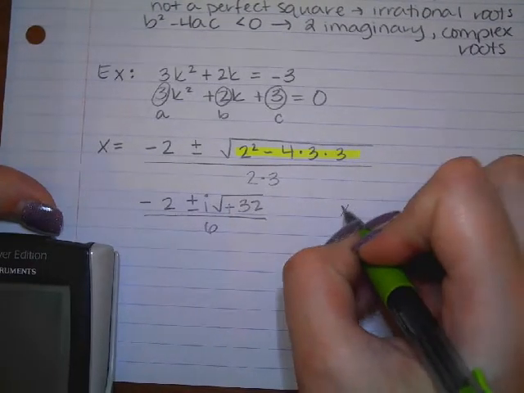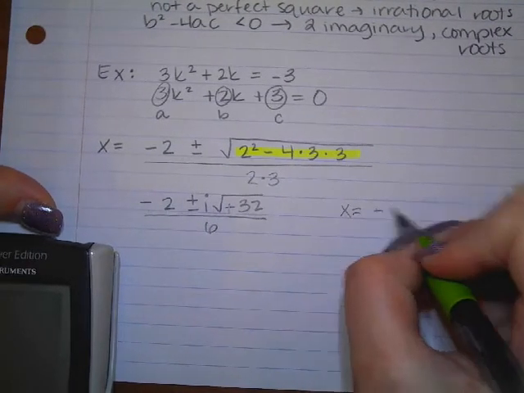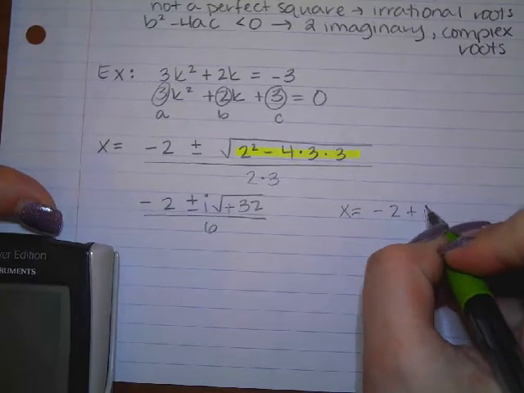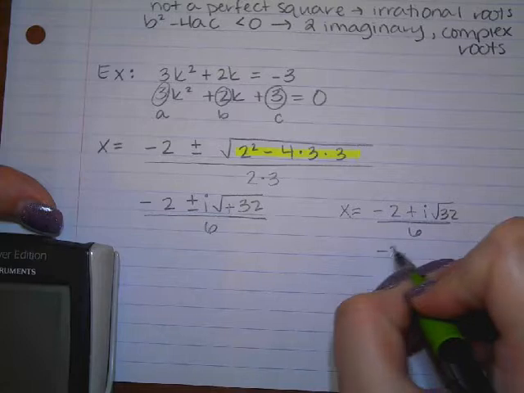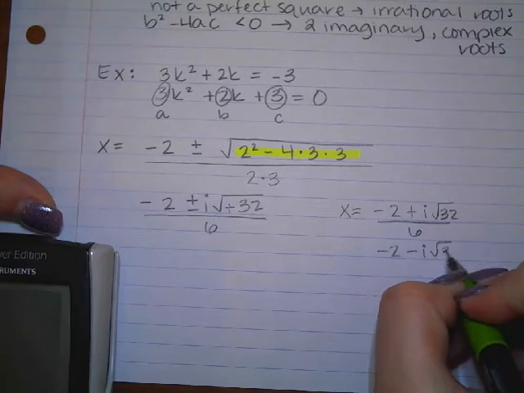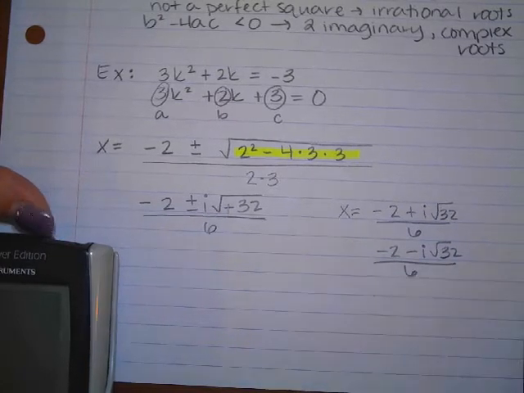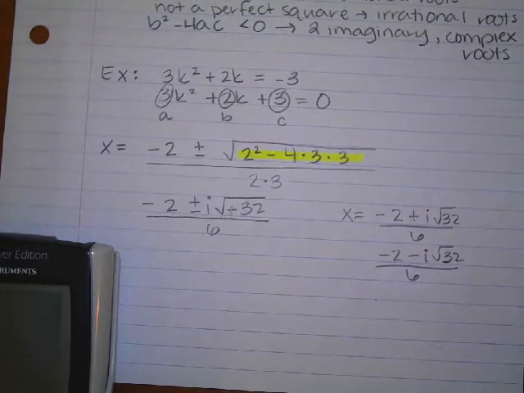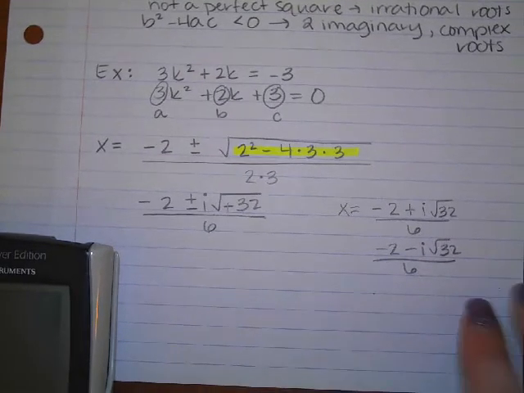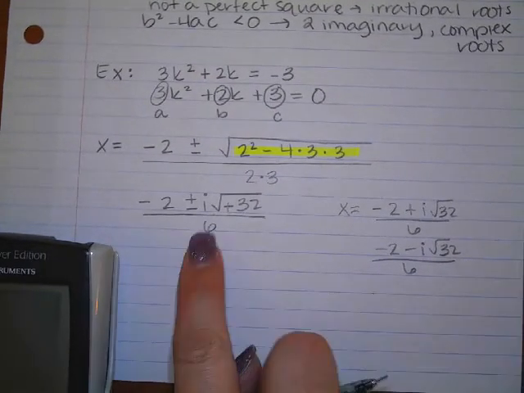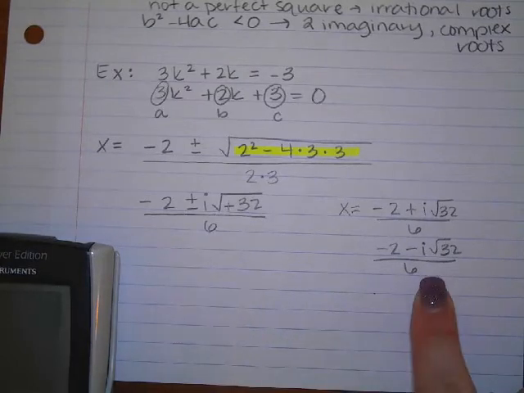All right, so x equals, we have two solutions. -2 plus i root 32 over 6. -2 minus i root 32 over 6. Ms. Rice, do I have to write them as two different answers? No. I just want to make sure that you know there's two different answers. So you can write it like this, or you can write it like that.